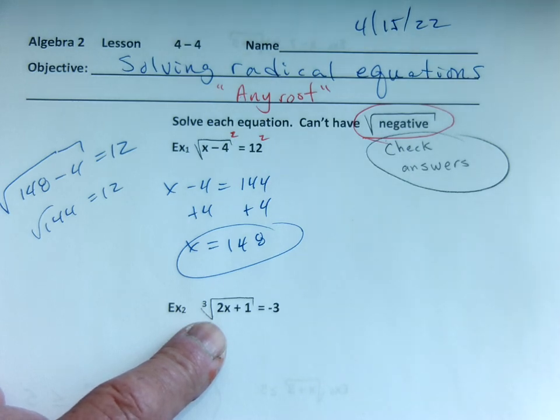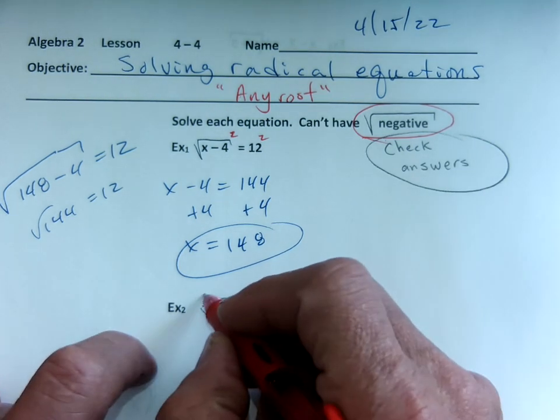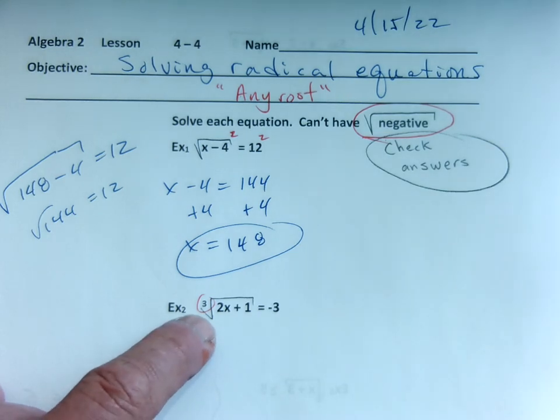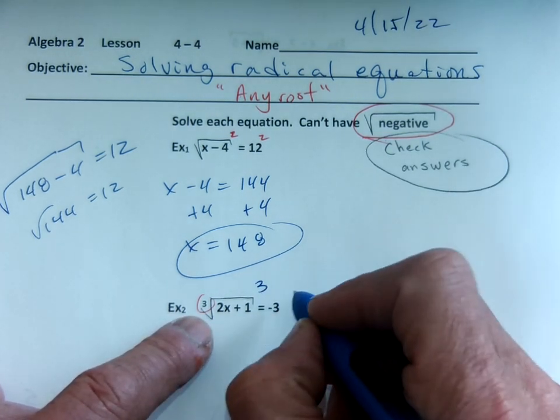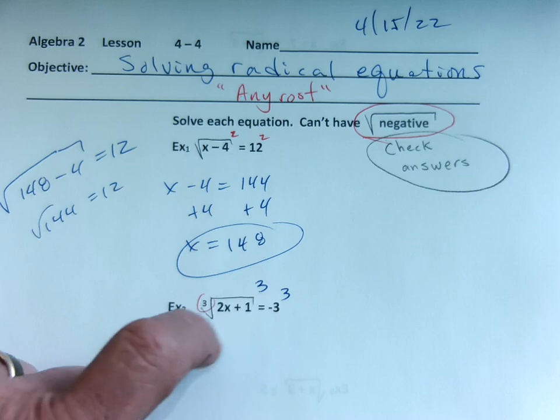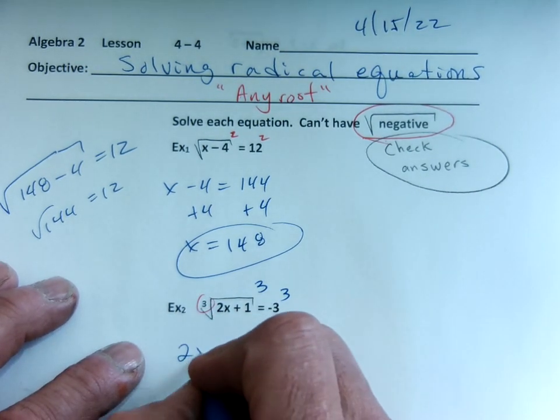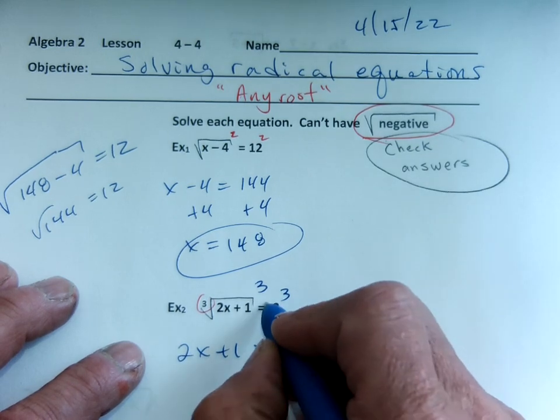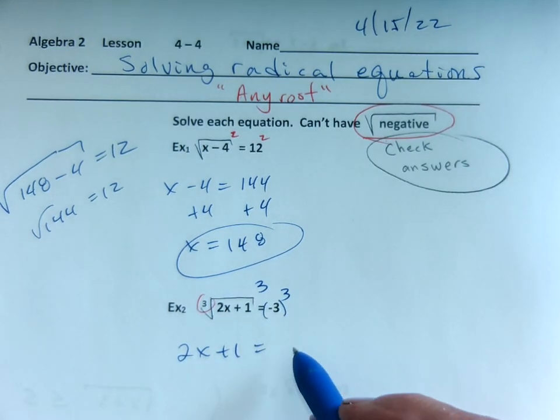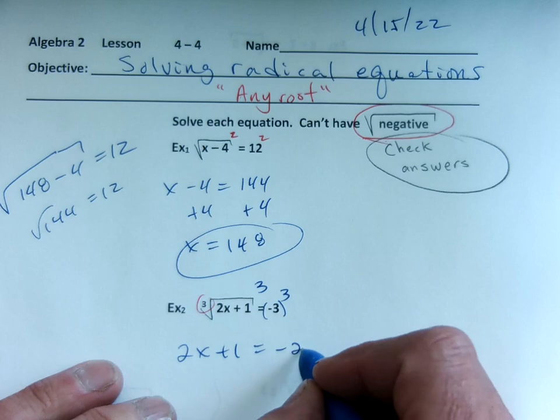Okay, example 2. Now, cube roots can be negatives. Not square roots, but cube roots can be negative. So this one can be negative. We're okay with that. But to undo my cube root, I'm going to cube it, because that's the opposite of my cube root. So if I cube a cube root, it cancels it out, and I'm just left with 2x plus 1. And -3 cubed is -3 times -3 times -3, which is -27.